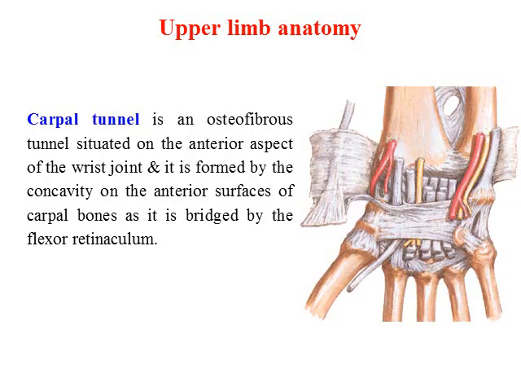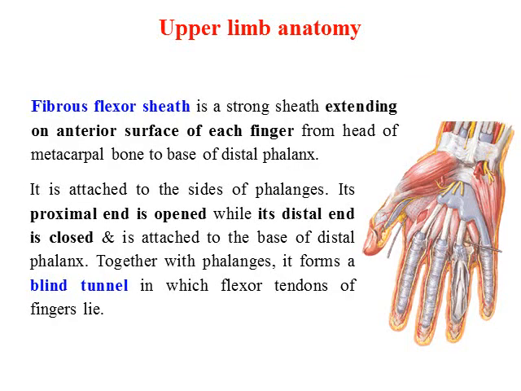Carpal tunnel is an osteofascial tunnel present on the anterior surface of the wrist. من اسمه هو osteofascial, so it is formed by bone and fascia, posteriorly the carpal bones and anteriorly the flexor retinaculum, and it is formed by the concavity on the anterior surface of the carpal bones, which is bridged by the flexor retinaculum.